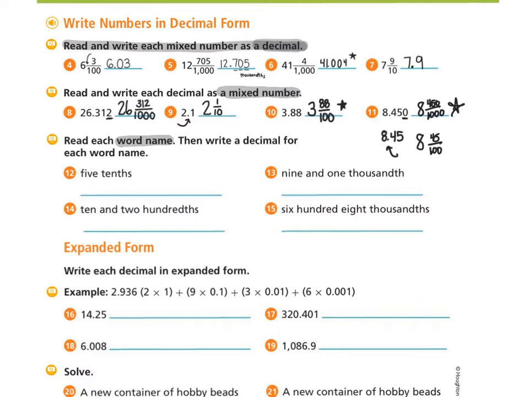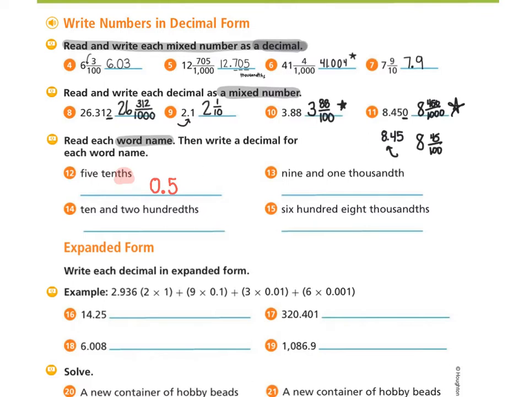Let's do 12 and 14 together. Number 12 says 5/10. Ooh, I don't have any and there, so I know that and I'm ending with a THS. So I know that I'm talking about numbers that are less than 1 whole. So I have no whole number, a decimal point, and then 5 in my 10th spot.